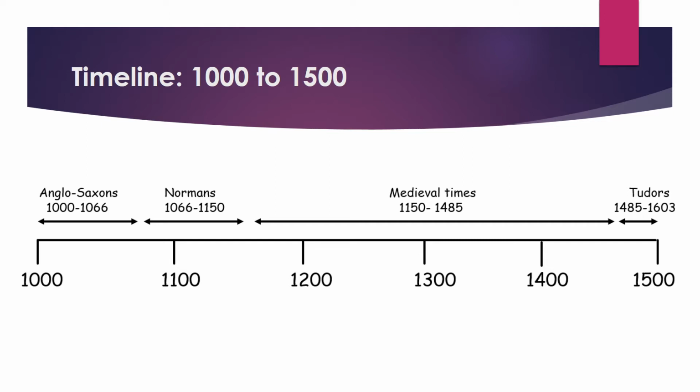And then from about the middle of the 12th century up until almost 1500, you get the medieval times, or as they're sometimes referred to, the Middle Ages. So we've got three distinct time periods within this broader theme to look at to show how punishment changes in this 500-year period.